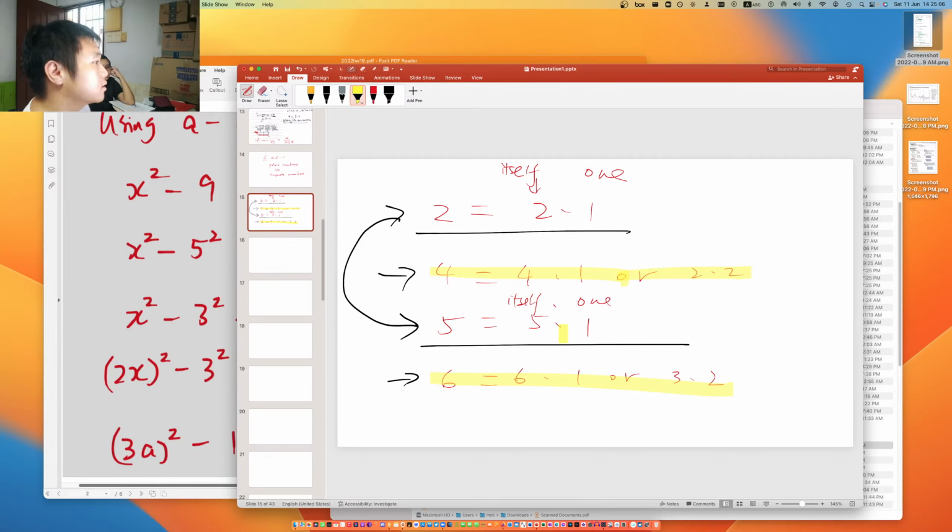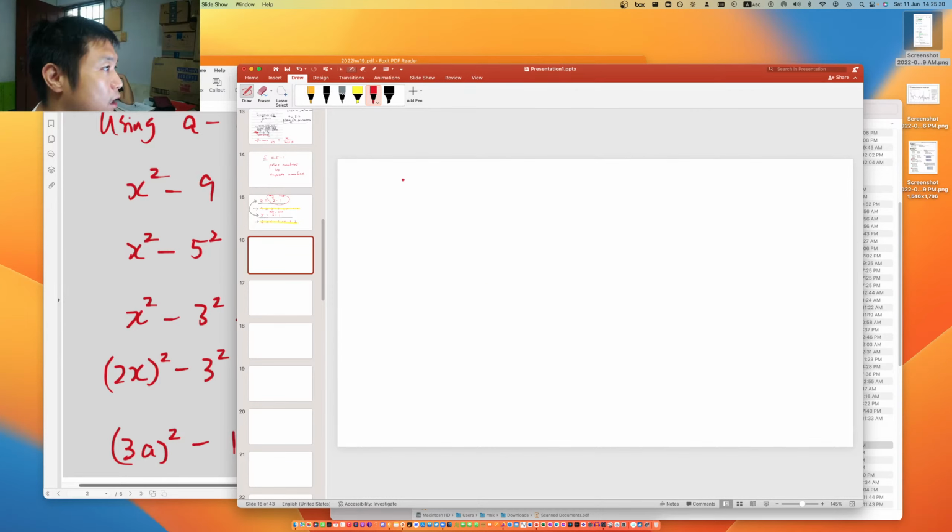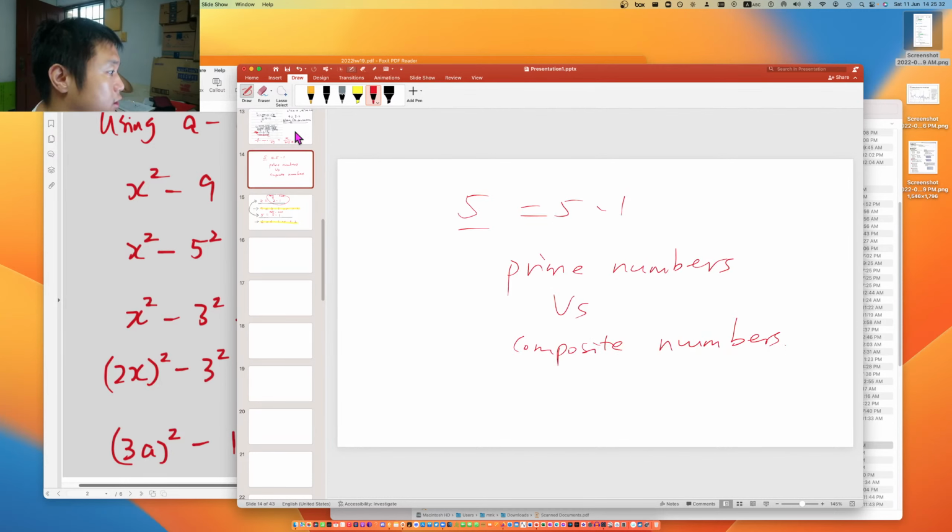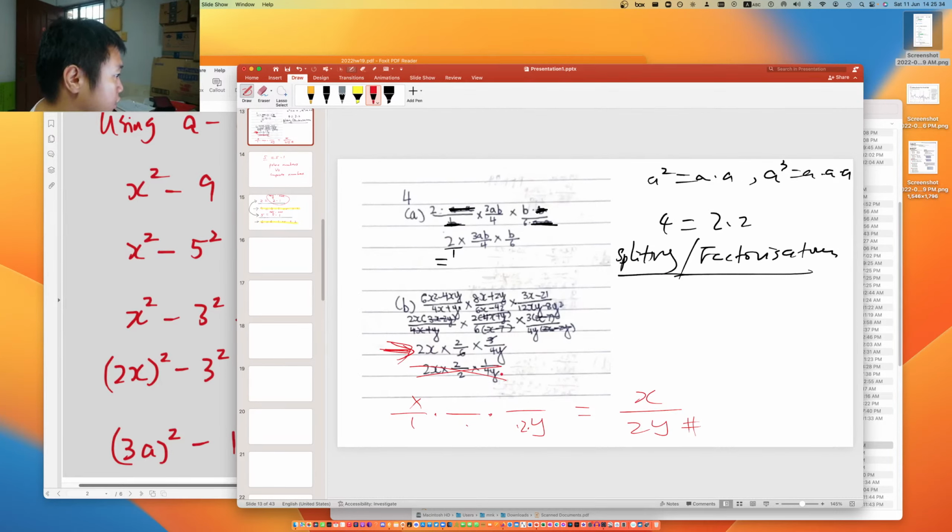Okay? Then what is prime number? Prime number is it can be only split into itself and 1. Repeat. What's prime number? Can only be split into itself and 1. Okay? So test.